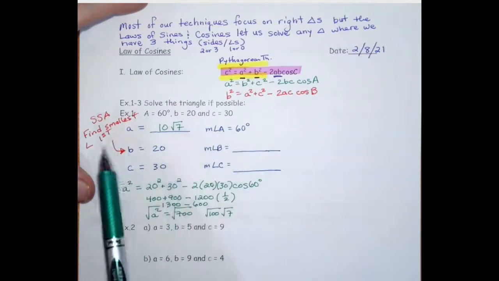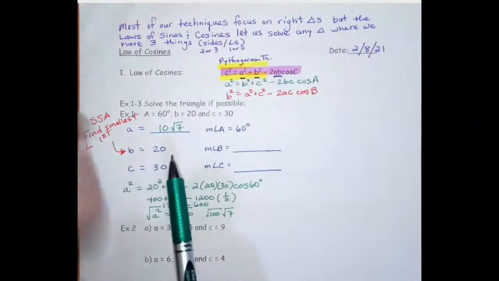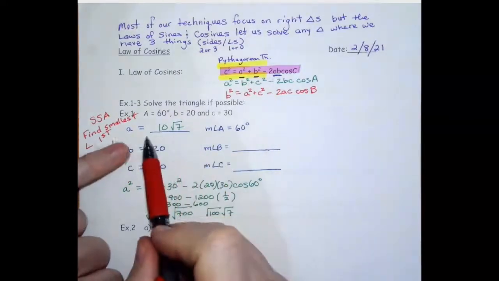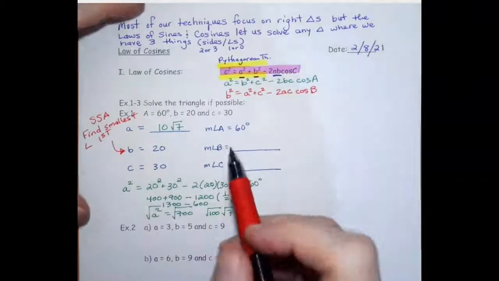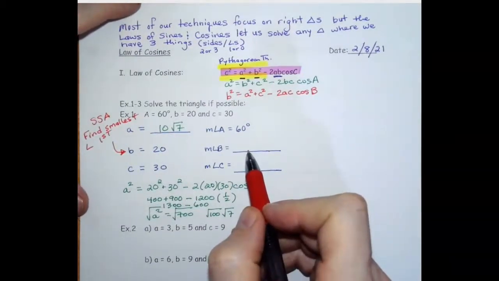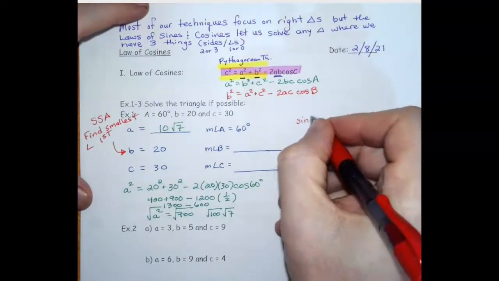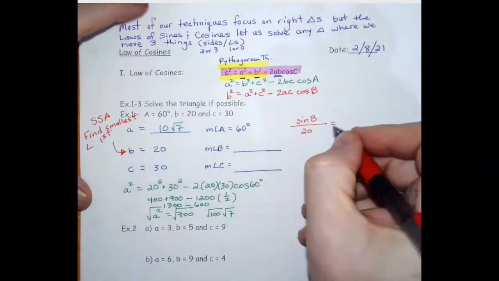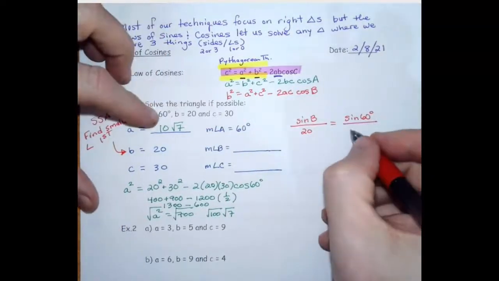Alright, so now once we have that, we have to find these two angles. When you have side-side angle, you want to find the smallest angle first. And of these two, we know that the smaller side has the smaller angle. So we're going to try to find that. So what we can do now is use the law of sines, because the law of sines has less stuff in it. So we're trying to find the measure of angle B. Using the law of sines, that's going to be the sine of angle B over b equals the sine of angle A over a.